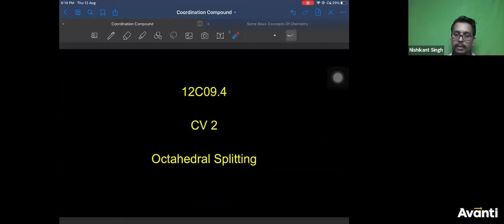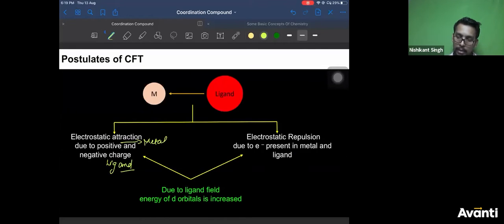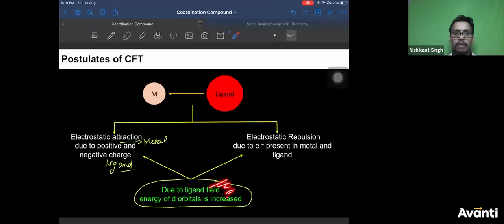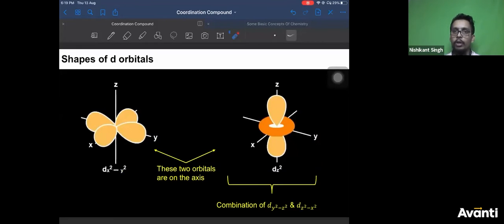Now we are coming to octahedral field splitting. I am going towards octahedral field splitting. This is very important for your boards also. It is definitely important for JEE and NEET, there is no doubt about it. CET also. Famous topic, very popular topic. Okay? What was written in the previous slide? Due to ligand field, energy of d orbital is increased. We'll come to this, give me time, Ravi Kiran. I will explain this in splitting. Okay? Now, I am going to discuss some shapes of d orbitals, which we have done in structure of atom also, because I am going to need this in the coming topic.